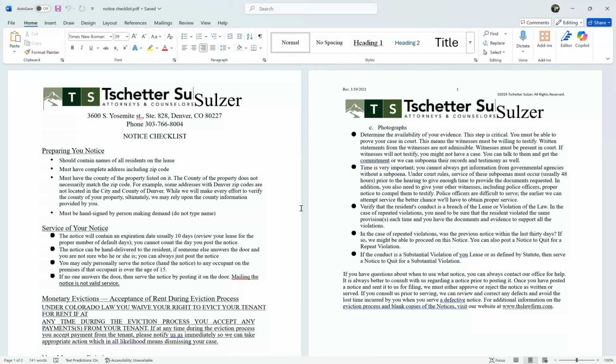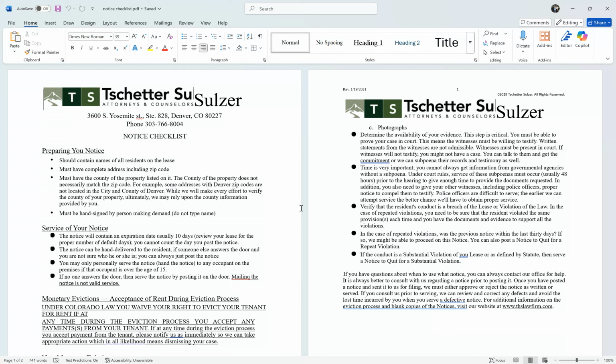While we will make every effort to verify the county for your property, ultimately we may rely upon the county information provided by us. Now, we can get that property information off the MLS in public records, which you should be able to log into, or you can just go onto your computer and look up the assessor's office for that county or for that address.